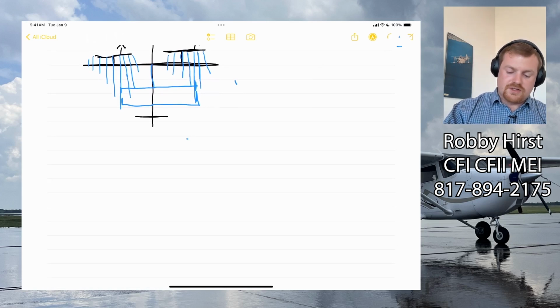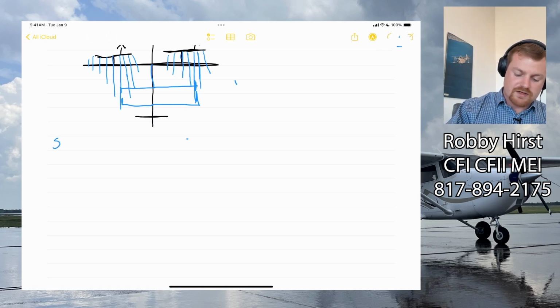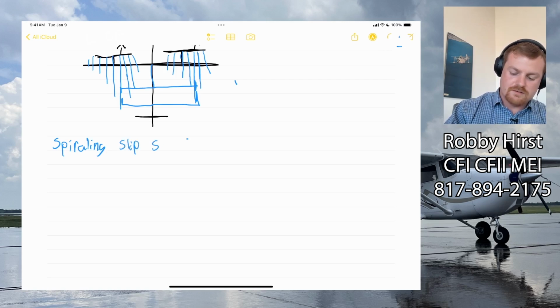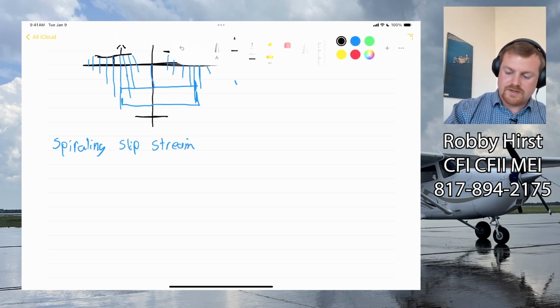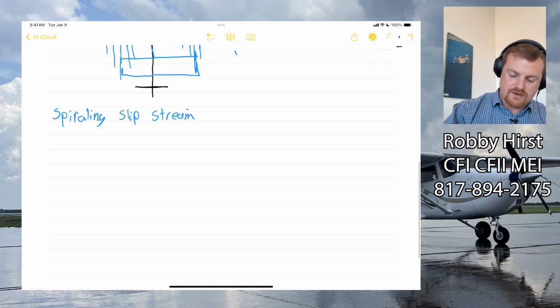All right, so P.A.S. We've got spiraling slipstream. I probably didn't spell that right. Slipstream. We're going to change the color back to black. We're going to draw our aircraft again. Have our tail. Have our wing. And we've got our props.